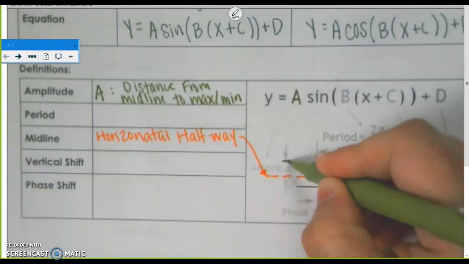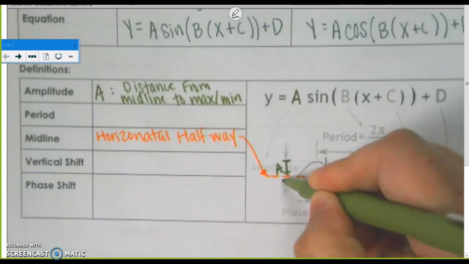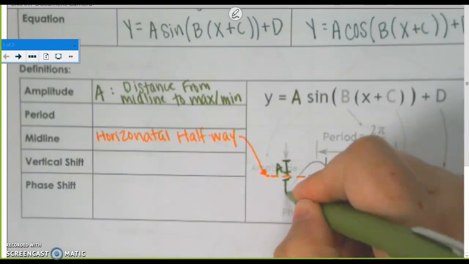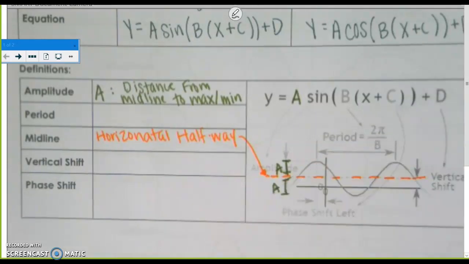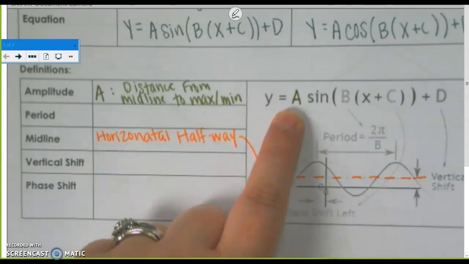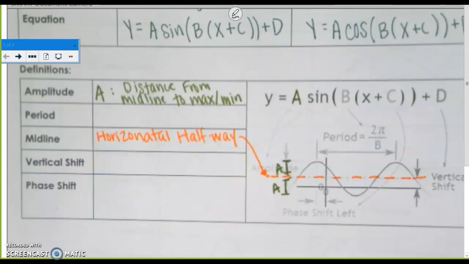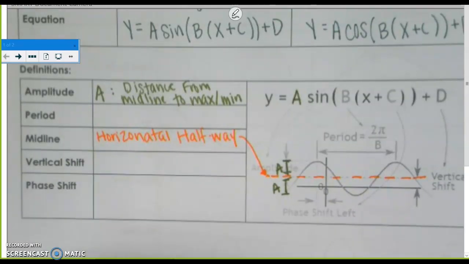So the amplitude would be, I'm kind of drawing over it because it's pretty faint anyway. So the amplitude is basically from the middle of the graph to the maximum, and it's supposed to be halfway. So it should be the same as if you go from the middle to the minimum. Amplitude is always positive. It represents a distance. So even if there's a negative sign there, that doesn't make the amplitude negative. It just means that your graph has also been reflected. But amplitude needs to be positive.